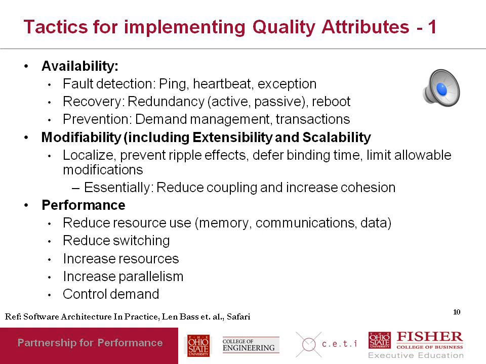So let's talk about tactics for implementing quality attributes. Let's begin with availability tactics and then go through the list of all the other kinds of non-functional requirements. So for availability, you can categorize tactics into 3 categories: one for detecting faults, the second for recovery, and the third for prevention. So with respect to detecting faults, you basically have 3 approaches.